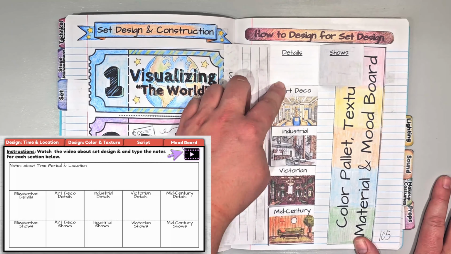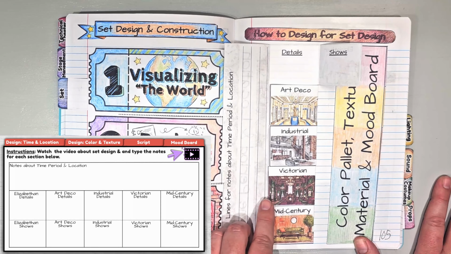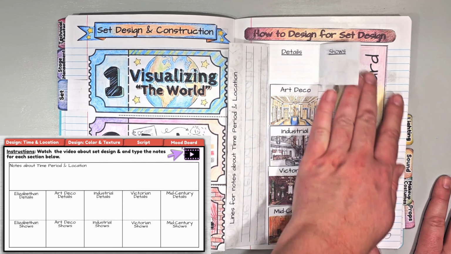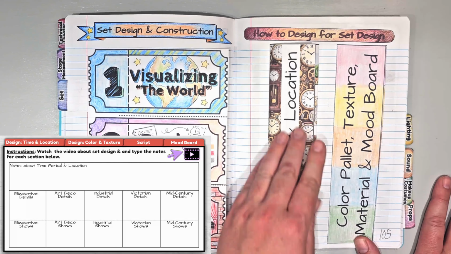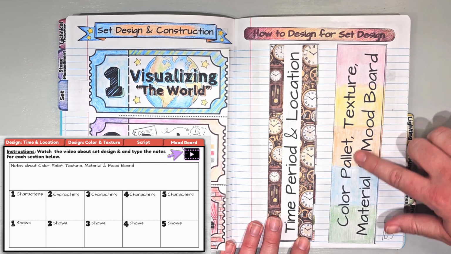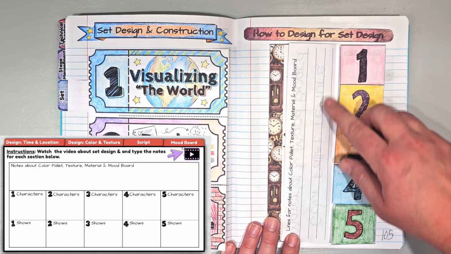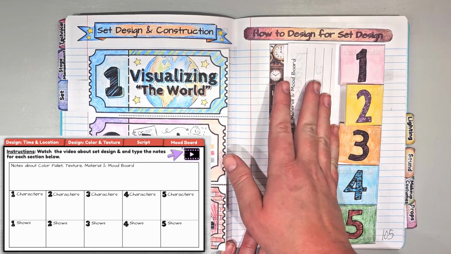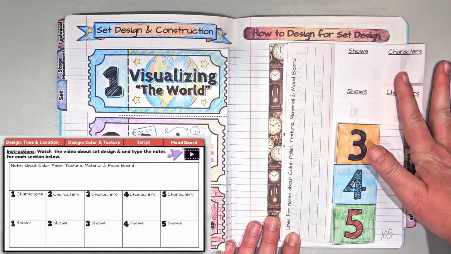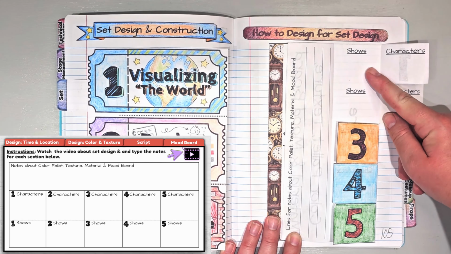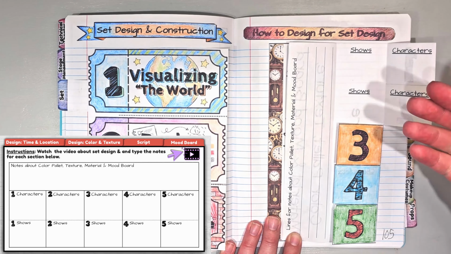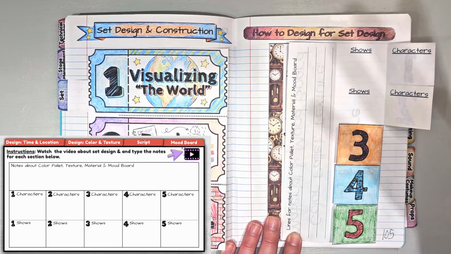And then we talk about Art Deco in the same way, industrial, Victorian, and mid-century. And then after we do that, I also do the color palette, texture, material, and mood board. So we talk about and define those right here. And then I have them look at some mood boards and they write down what shows and characters they could see that room working for.